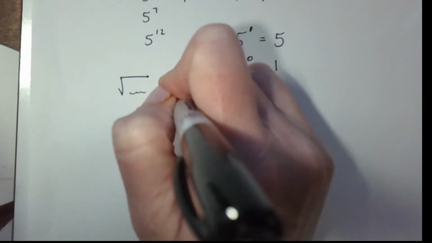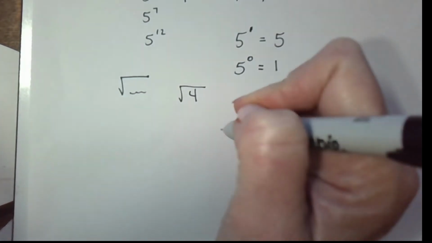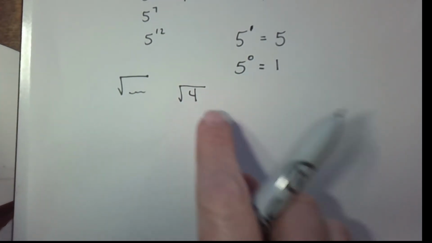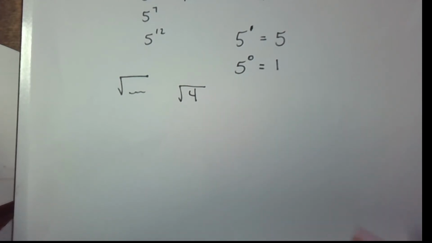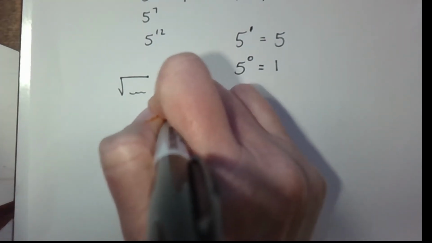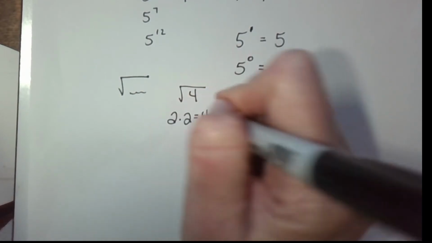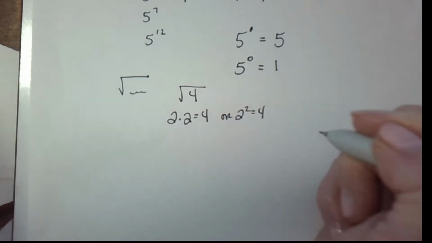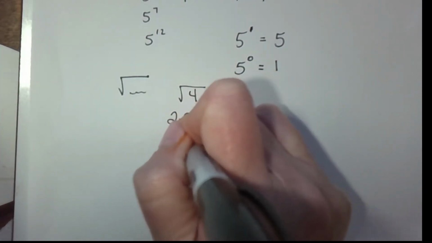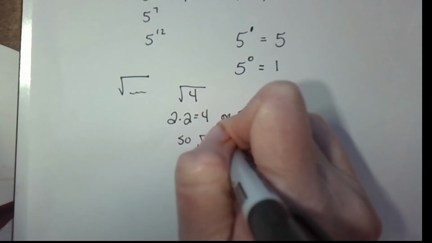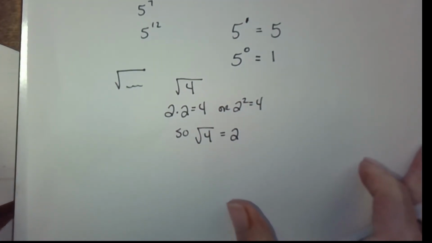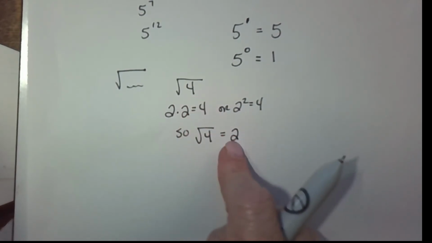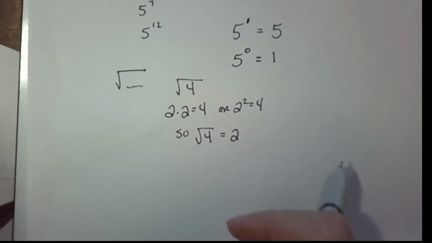Okay, so if I said the square root of 4, then what you're asking yourself is what number multiplied to itself gives me 4. So it turns out 2 times 2 is 4. Or another way to say that would be 2 to the 2nd power is 4. So working backwards, the square root of 4 is 2.